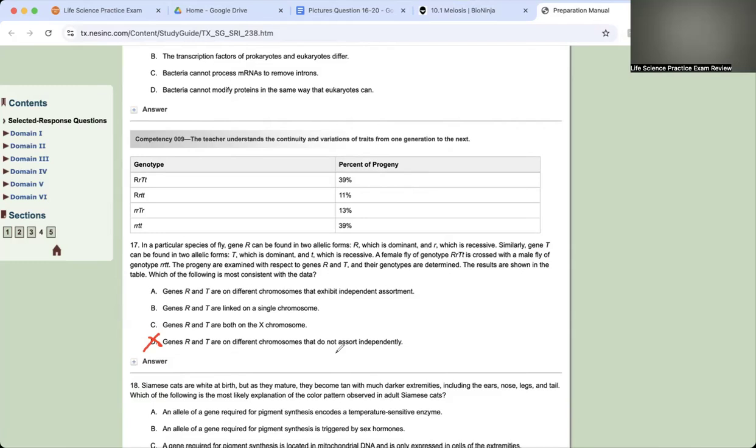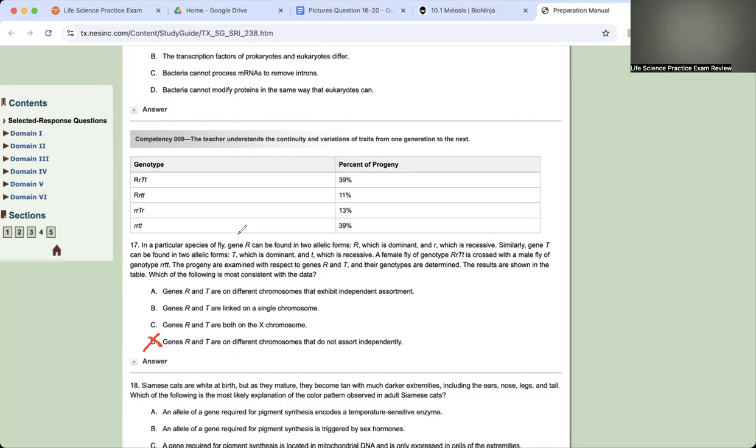So now the third part that we have to go through with this question, now that we've looked at independent assortment and linked genes, is we need to see if those apply in this question. You can see the other answer choices have to do with being linked or being independent assortment. So we need to figure out if the data they're giving us here supports that these two genes are linked or whether they're not linked. That leads us to our third focus of this question, which is going to be Punnett squares. In this question, we're going to need to use a dihybrid Punnett square because we have two different alleles. We have capital T and we have lowercase t.